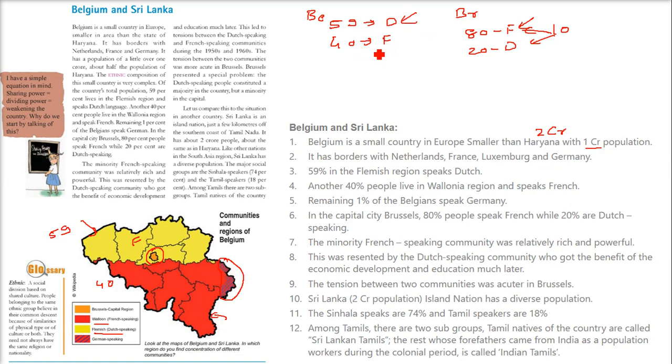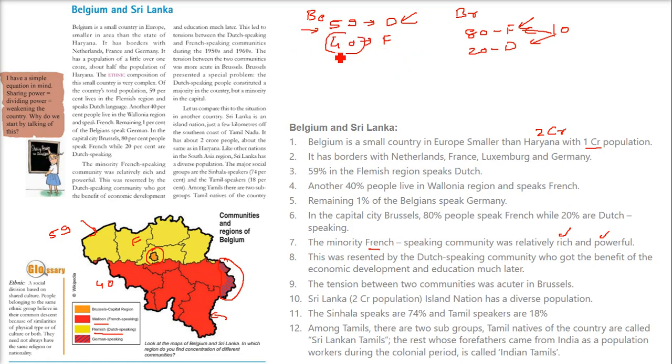So now this has very different types of communities living together. What was the root of the problem that may arise? It didn't arise, but still it was there. Now the minority French were quite rich and powerful. They are a minority here, but they were rich and they were powerful also.